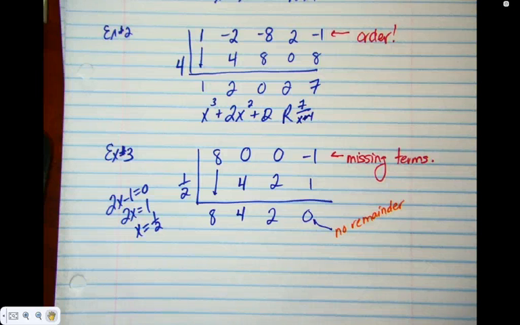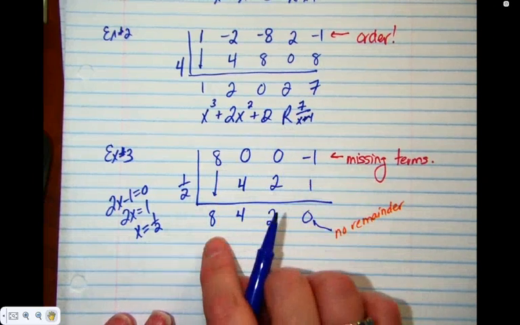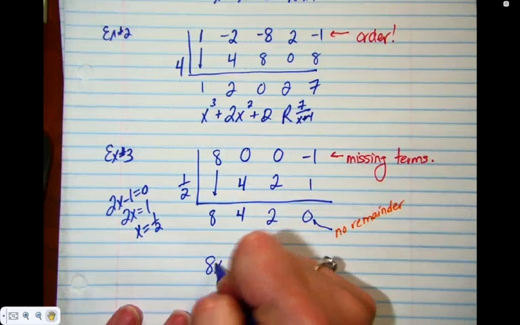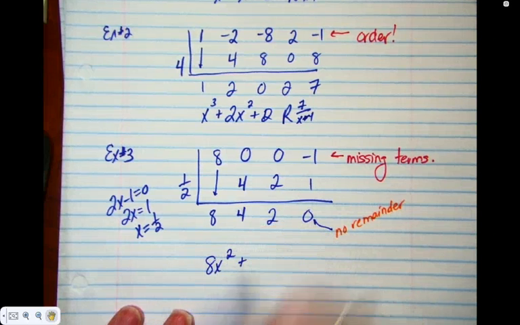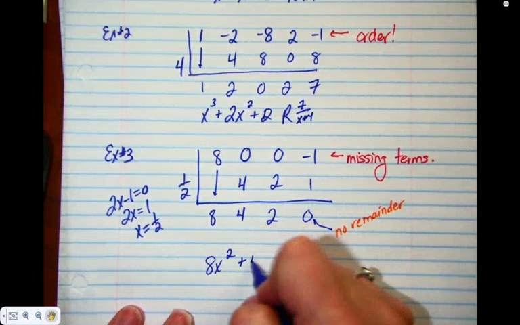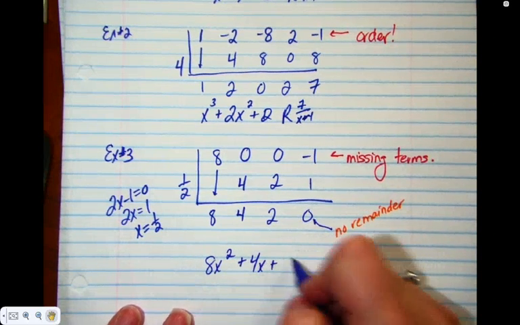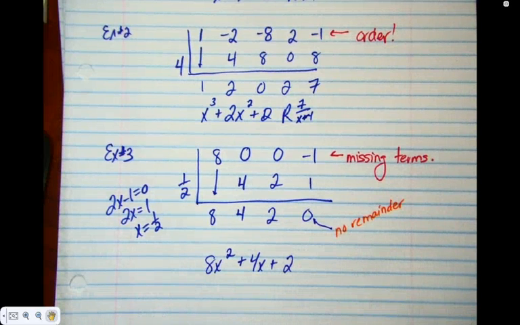We started with an x to the 3 or an x cubed, so this is going to start with an x squared, so 8x squared plus, perfect, plus 2. I don't write remainder 0, I just leave it. It's just blank. This shows me that there is no remainder and it divided evenly.